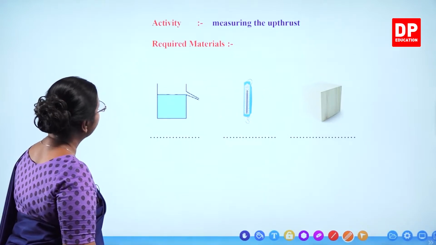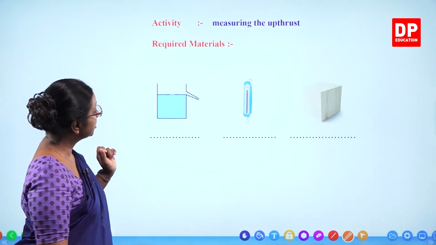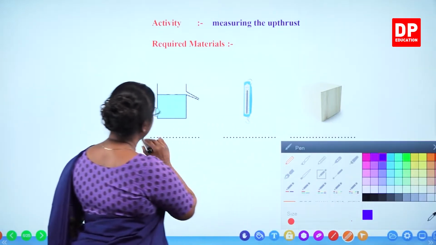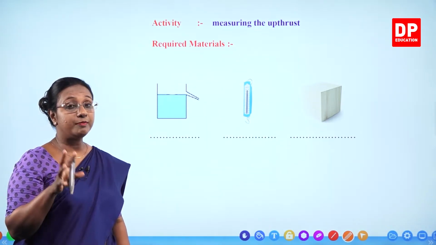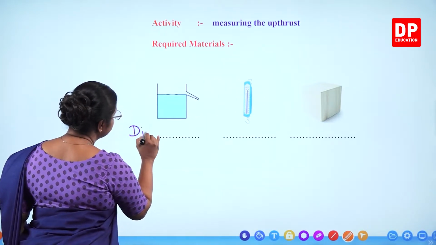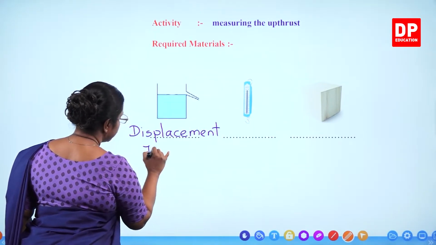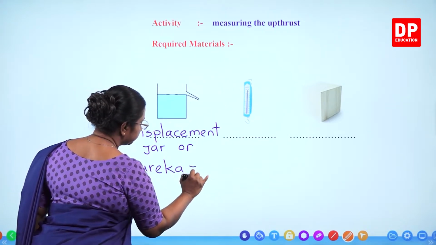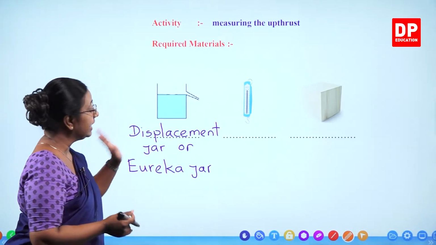Then here again, we have an activity where we are trying to measure the upthrust. Activity: measuring the upthrust. For that also, we need certain materials. These are the materials. Now, this is a jar that is available in the lab. It is either made up of metal or it's made up of plastic. So, this is known as a displacement jar, or it's called Eureka jar. Or Eureka cup, displacement jar, any term can be used.